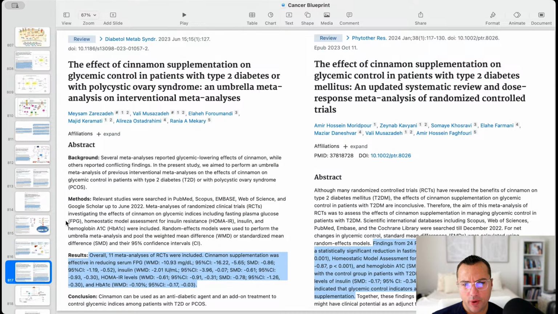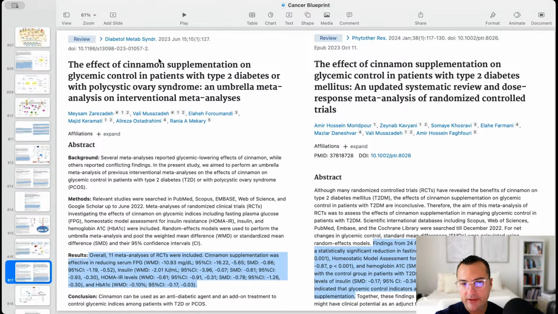So what happens when we actually look at cinnamon and its effects on blood glucose? This was a meta-analysis that was published in 2023. And I'll say that meta-analyses are not perfect. There can still be problems with meta-analyses. And I'd have to really look at the meta-analysis here of why this one that was published in 2023 is so much different than the one that was published in 2024.